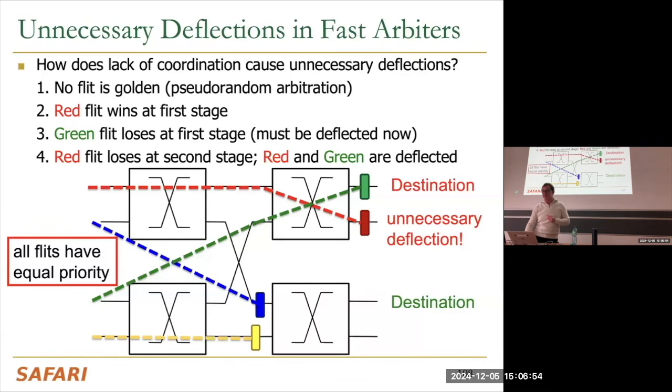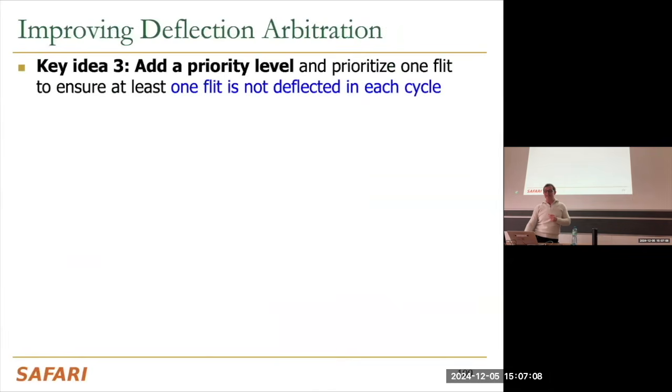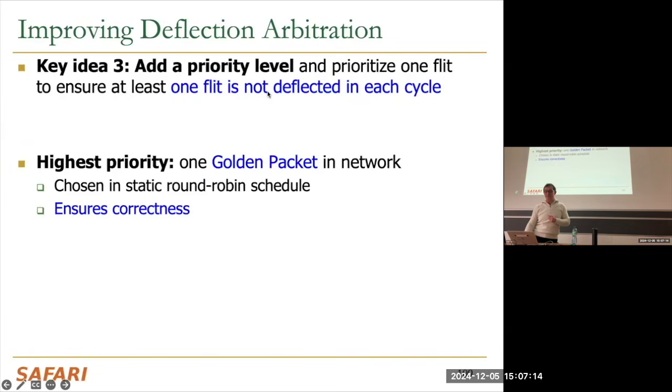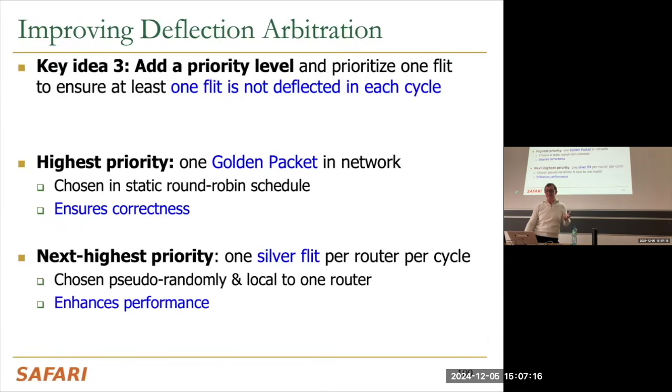You basically have random decision making. So you could at least solve some of this by prioritizing one flit, right? So a golden flit, it's not present. Let's say there's a silver flit at another priority level. Basically, ensure that at least one flit is not deflected in each cycle. Okay, we already discussed the golden packet. The next highest priority is one silver flit per router per cycle. You can choose that pseudo-randomly again and locally to one router.